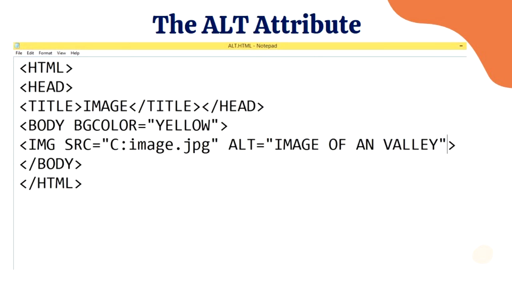Next is, if the image is not displaying, what kind of text or statement it has to print on the output screen. For that we are using alt equal to image of a valley. So if the image is not displaying, then we need to place a text, that is image of a valley. Now closing the body tag and closing the HTML program. Now let us move forward to see the output of this program. So this is how it looks.